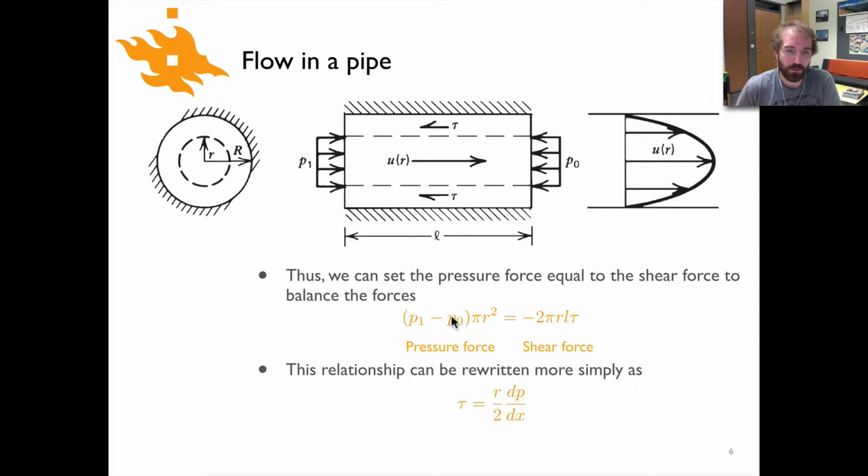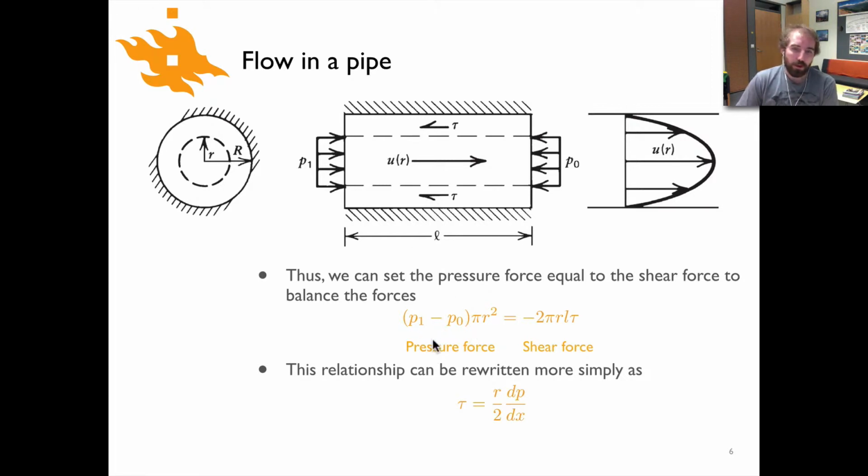So our pressure force is simply the change in pressure, P1 minus P0, times pi r squared, that's the area of the little piece that we're looking at, and that's equal to a shear force, which is simply minus 2 pi r L tau. And in this case, the tau, again, is acting in the direction opposite of the flow of the fluid in the pipe.